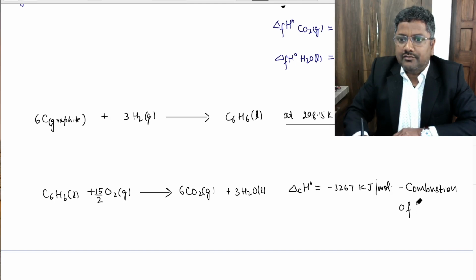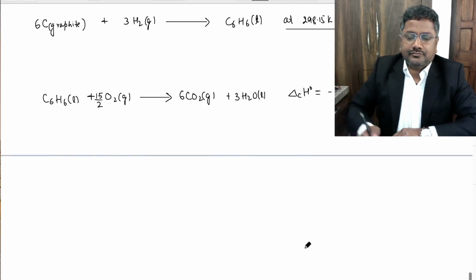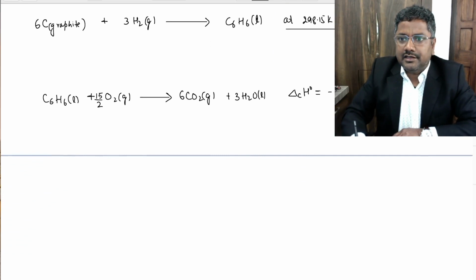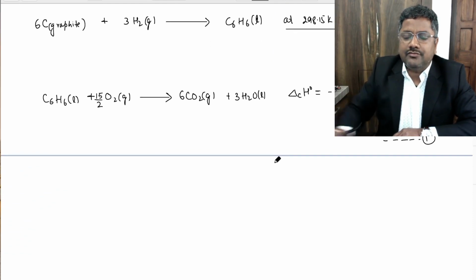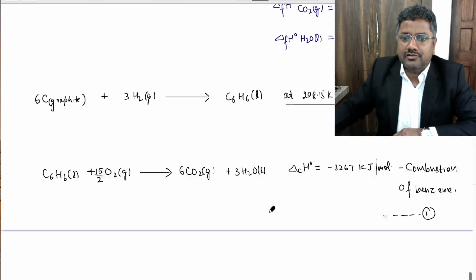Combustion of benzene, right? Now this is equation 1. Now come to the next equation, that is the formation of carbon dioxide.